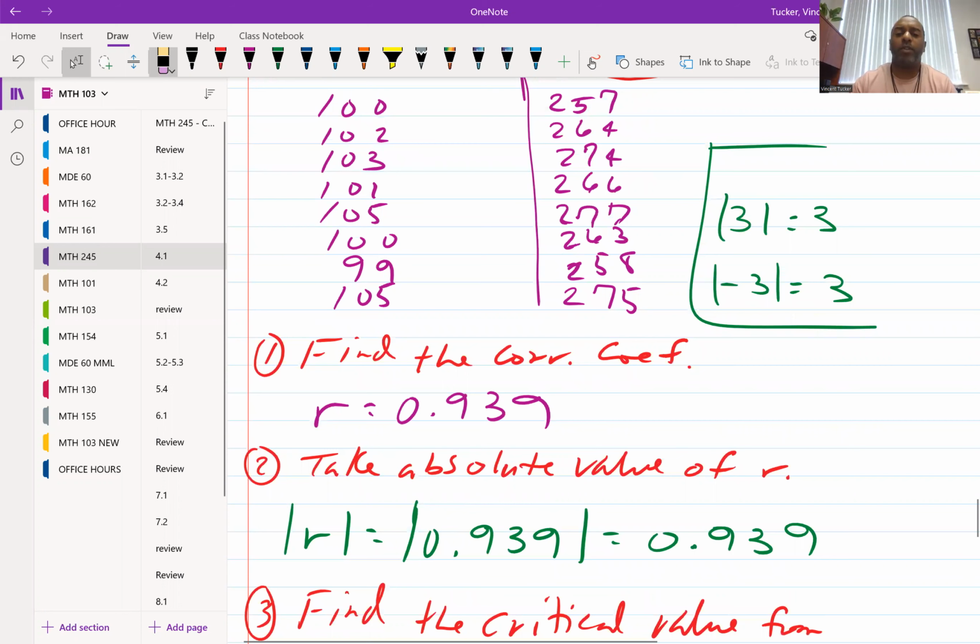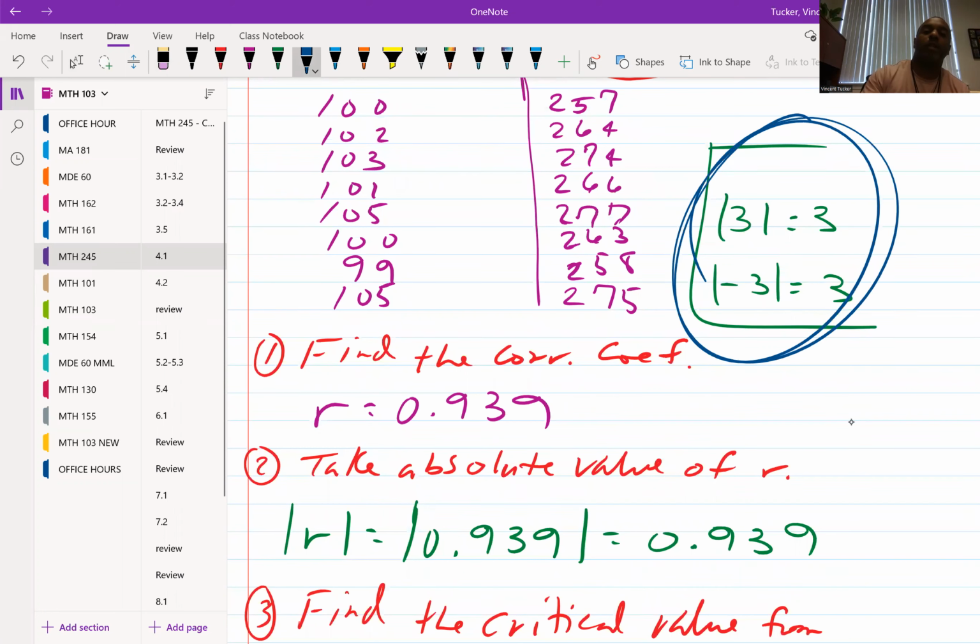Then you take the absolute value of r. Remember, r can be positive or negative; we just want the positive. When you take the absolute value of 3, it's 3. If you take the absolute value of -3, it's still 3. So the absolute value will always yield the positive number. When we want the absolute value of r, that means we want the positive representation of r. So that's why this is positive 0.939.